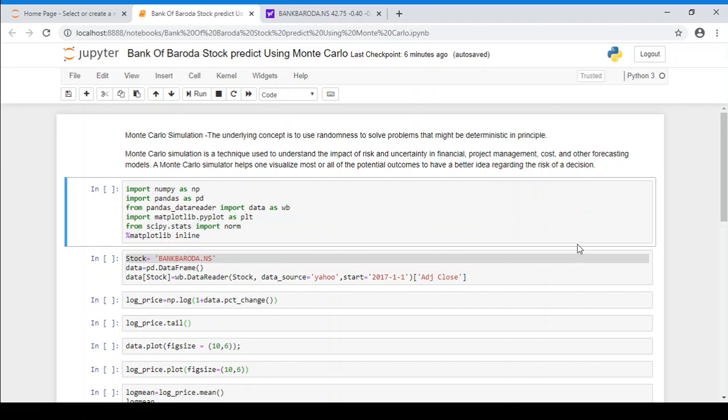Widely used industries are financials. You can use it in your project management. You can use it in any other cost or forecasting models, which will try to give a better idea to see what could be a potential outcome by considering the factors which can change your plan and then take a decision accordingly. So this is just to see what could be the most risk free decision that you can do.